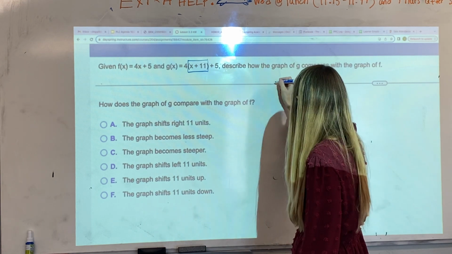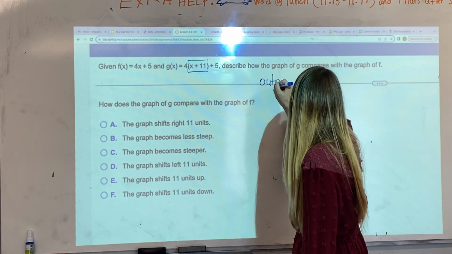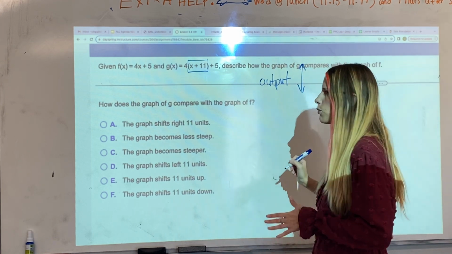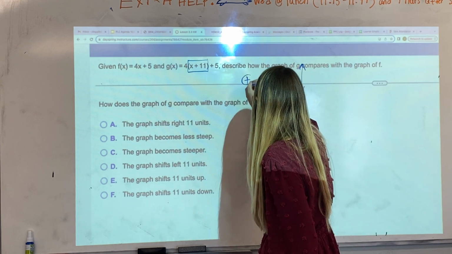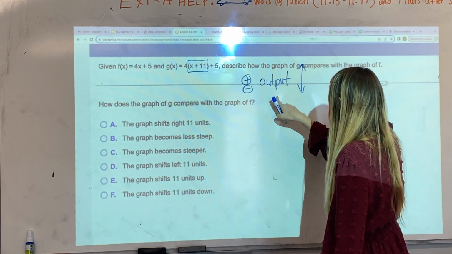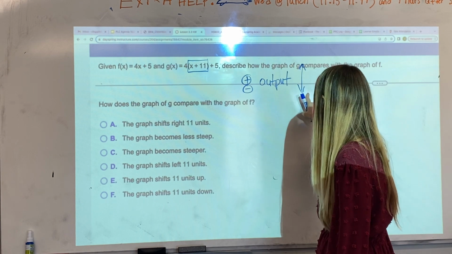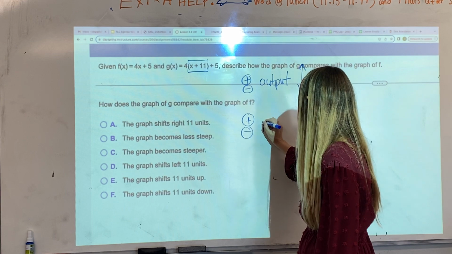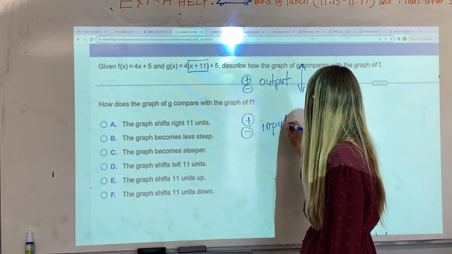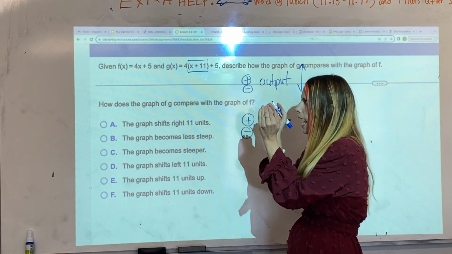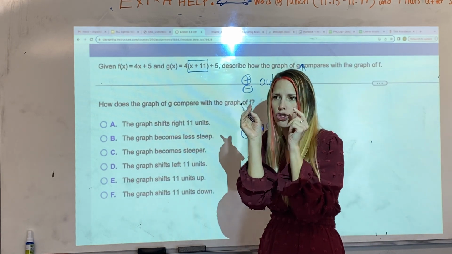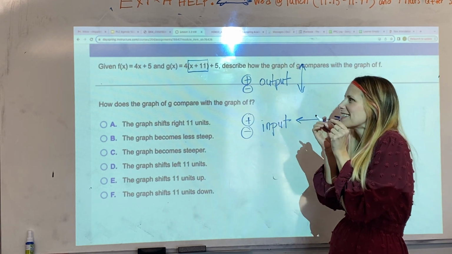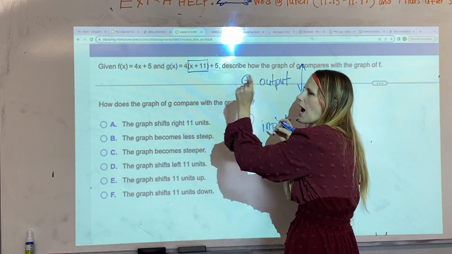With adding or subtracting to the output, I'm just gonna do a little thing here. The output is a vertical shift up or down. If you're adding or subtracting to the output, you're going up or down however many units. If you are adding or subtracting from your input, which is where it's just adding or subtracting from x, you have those parentheses, just the x is changing. It's going from left to right, but the sign goes the opposite way.